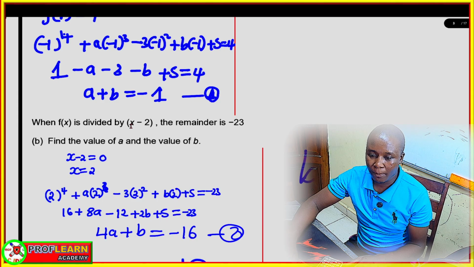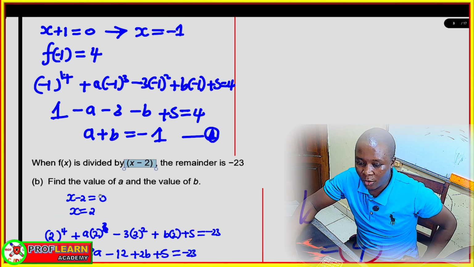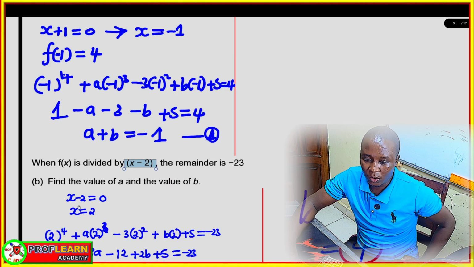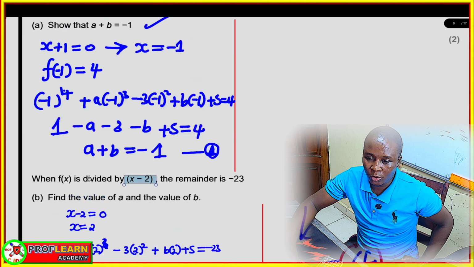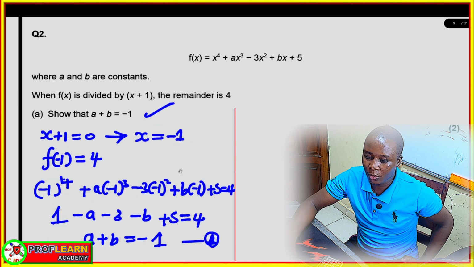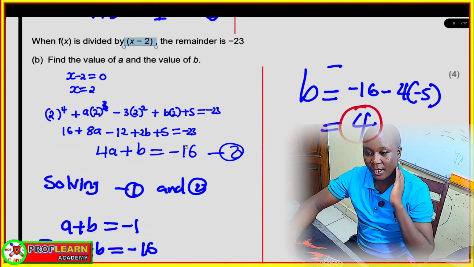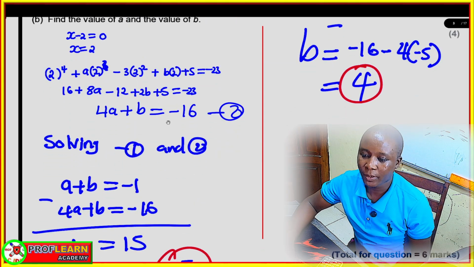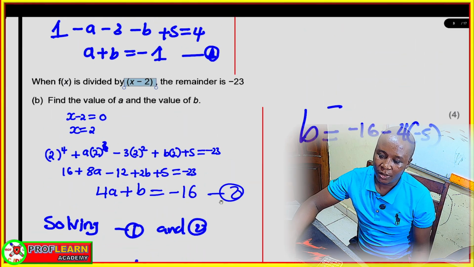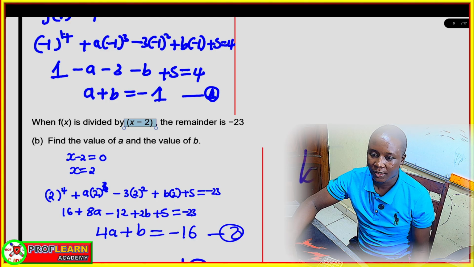When f of x is divided by x minus 2, the remainder is -23. So you are going to take this part that you have here, and then you shall equate it to 0. You shall have x is equal to 2. Then when you substitute x is equal to 2 anywhere in this expression, you shall say it is equal to -23. Then if you rearrange, you put the like terms together, you will get 4a plus b is equal to -16, and that becomes our equation 2, and we had already formed equation 1 in the previous section.